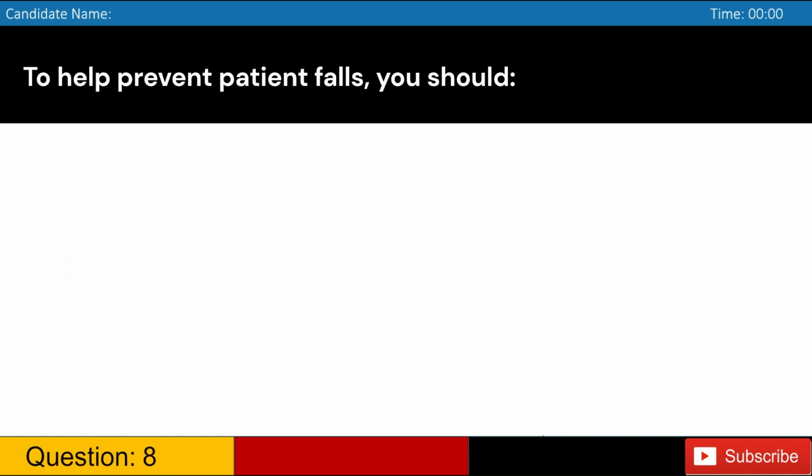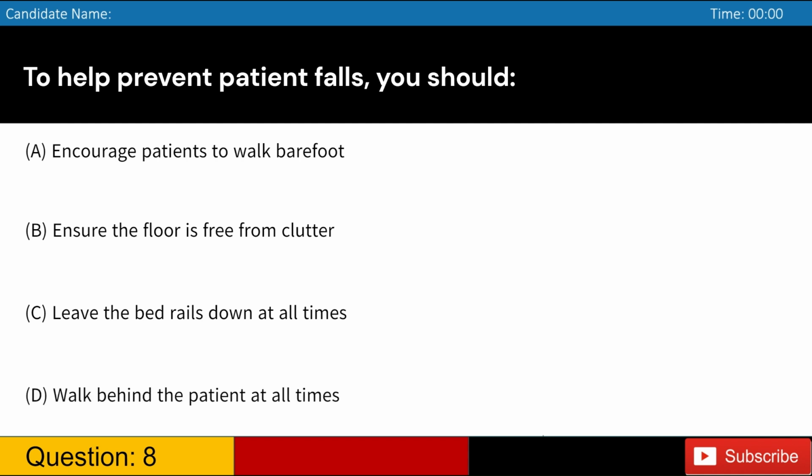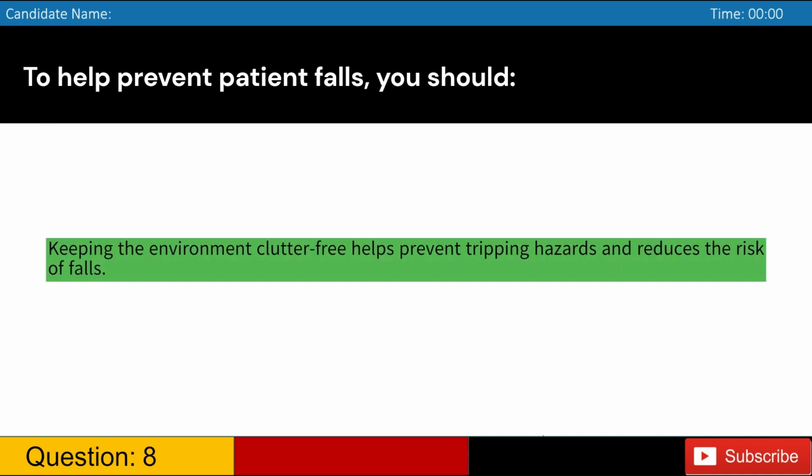To help prevent patient falls, you should: A. Encourage patients to walk barefoot. B. Ensure the floor is free from clutter. C. Leave the bed rails down at all times. D. Walk behind the patient at all times. Answer, B. Keeping the environment clutter-free helps prevent tripping hazards and reduces the risk of falls.